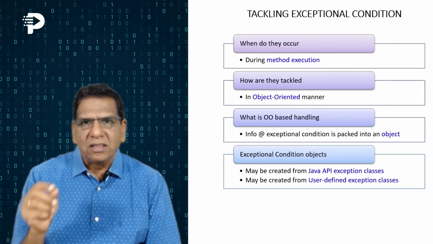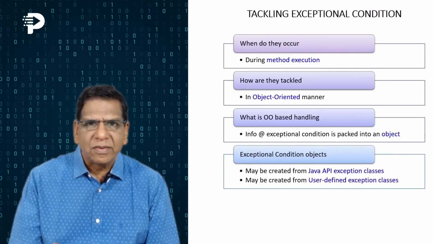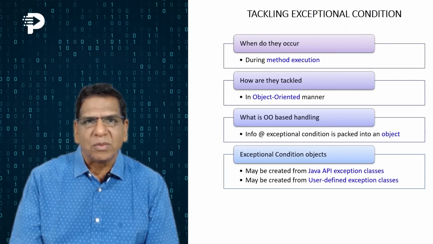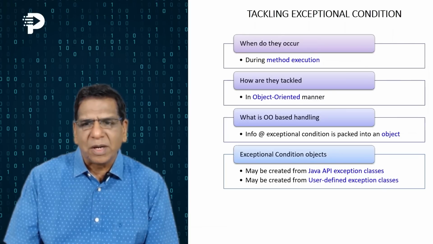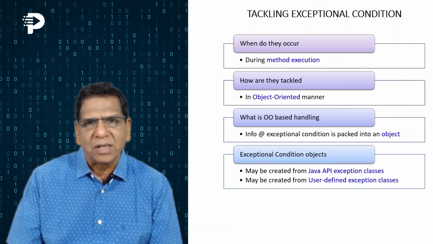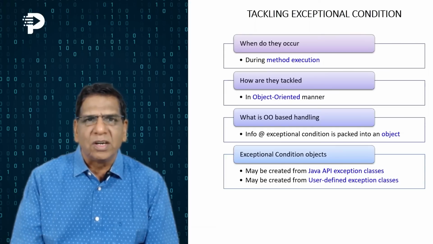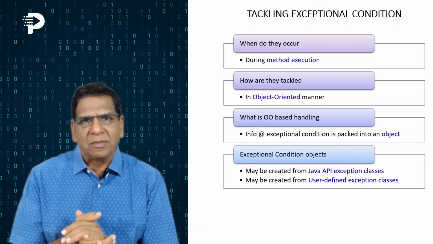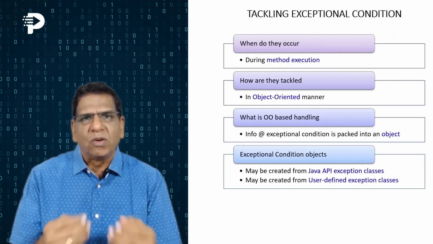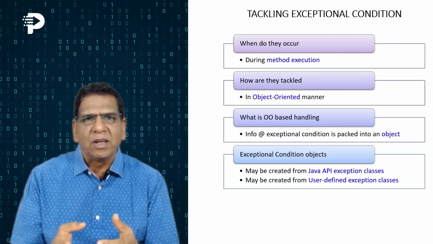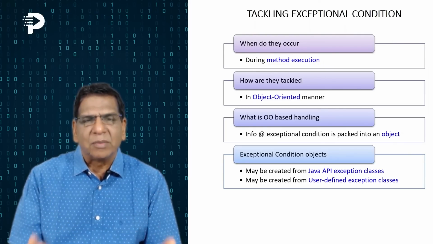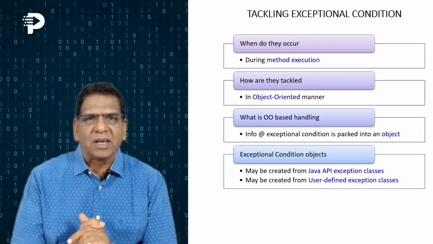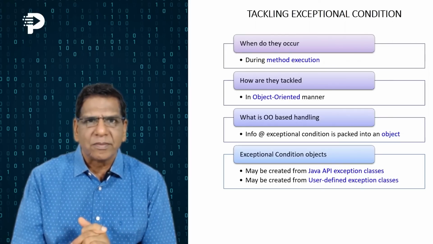These exceptional condition objects that you create, the fact that they are objects means they are going to be instantiated out of some class. That class might be a ready-made Java API exception class or it might be a user-defined exception class. For example, the exceptional conditions that I mentioned, division by zero, overflow, underflow, running out of memory, all these are known beforehand. So for them there are standard exception classes available in the Java library.